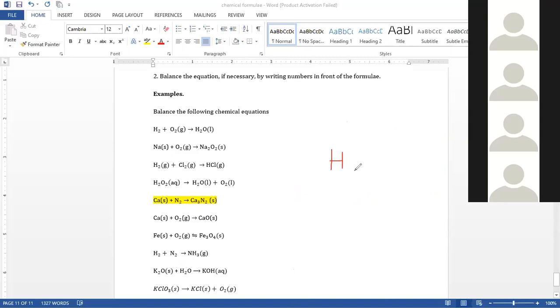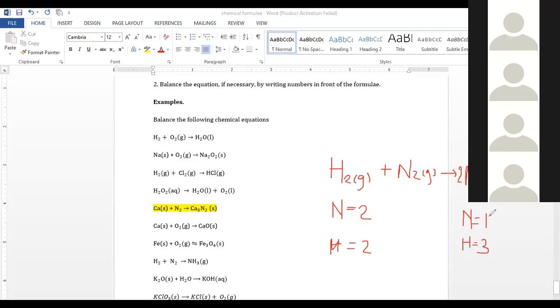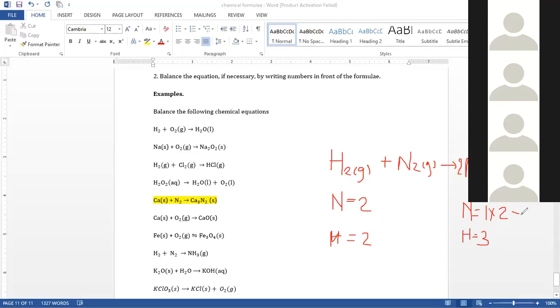Hydrogen plus nitrogen. So hydrogen has 2 atoms and nitrogen has 2 atoms. On the product side, nitrogen has 1 atom and hydrogen has 2 atoms. So what we do, since we have to make them equal, we put 2 before nitrogen on the product side. We multiply that 2 before nitrogen times the 1 atom of nitrogen to give us 2 nitrogen atoms.